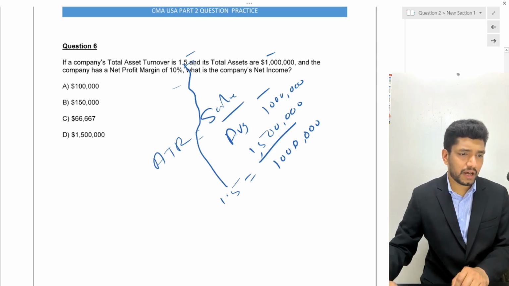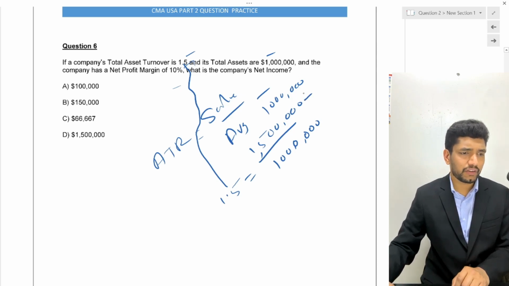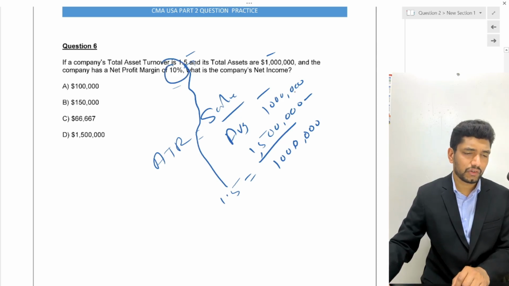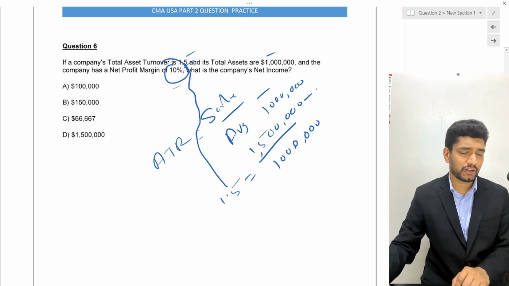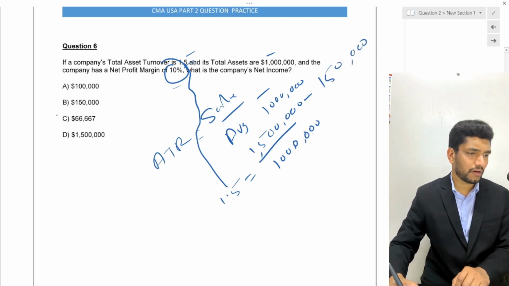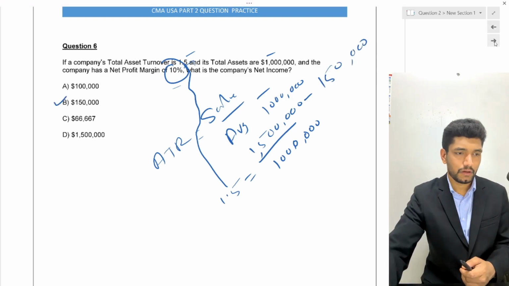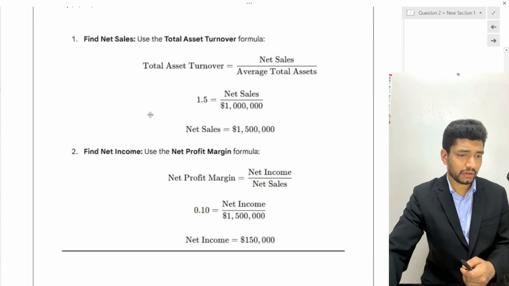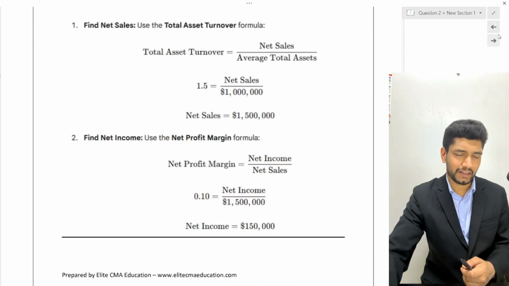So in this case, the sales is 1.5 million. And what is the company's net income? The net profit margin is also given in this case. So it is 10% of 1.5 million, that is 150,000. It is exactly option number B. Again, I already gave the answer and explanation for this question, so you can go through this for better understanding.